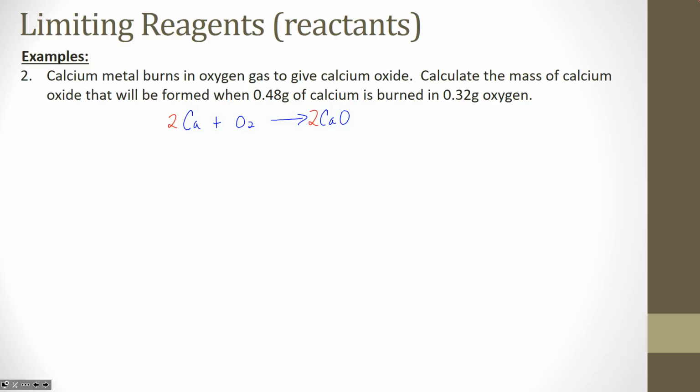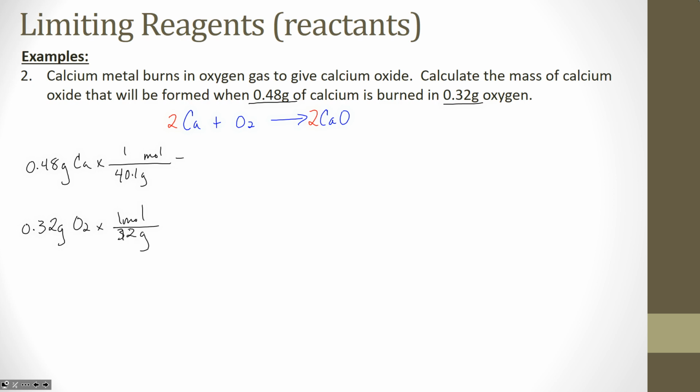Now, again, the reason why this is a limiting reagent problem is we have the mass of both reactants. We don't know which reactant's going to get used up first. So I'll convert them both to moles first, 0.48 grams of calcium and 0.32 grams of oxygen. So 1 mole of calcium is 40.1 grams, and 1 mole of oxygen is not 16, it's 32 grams.